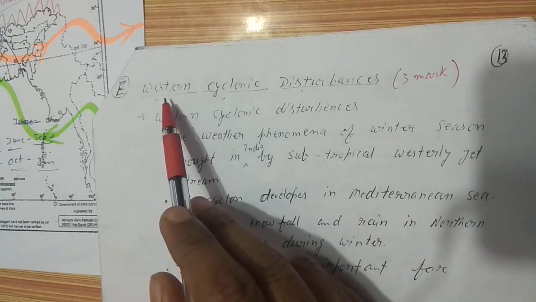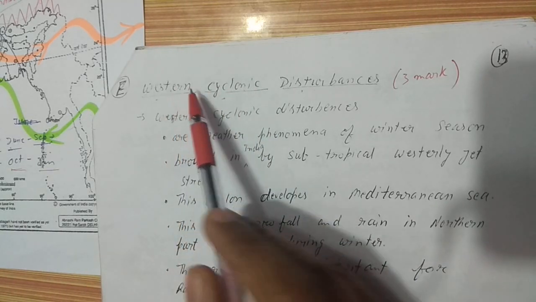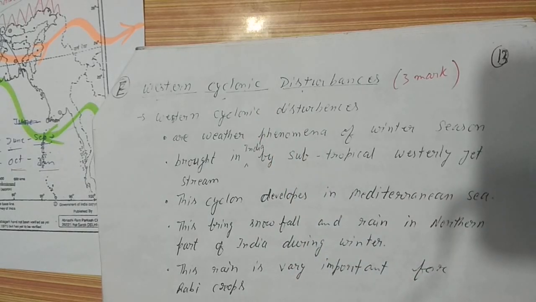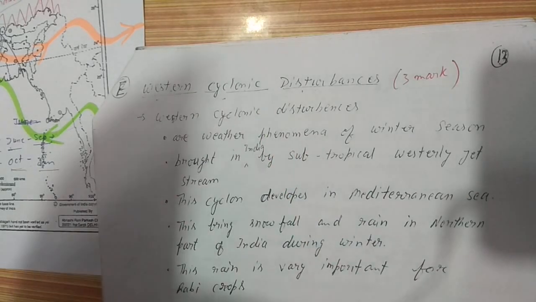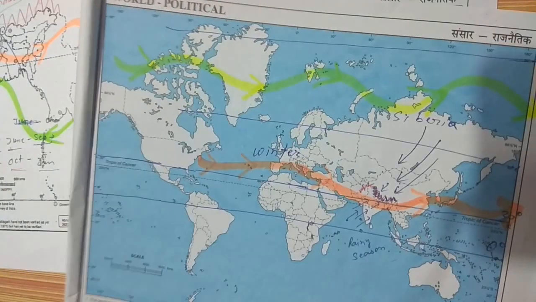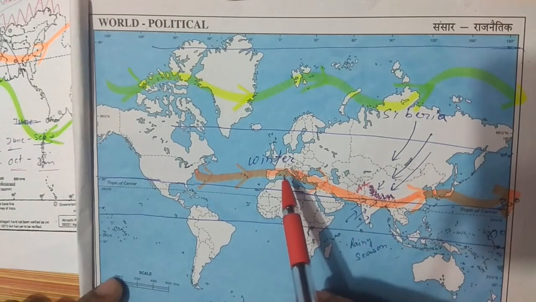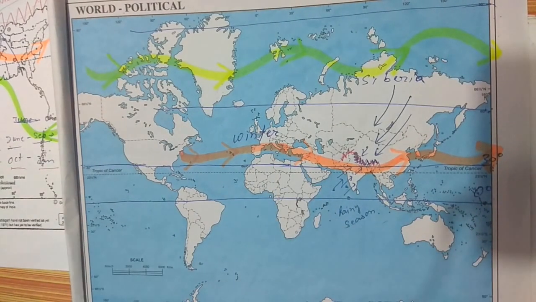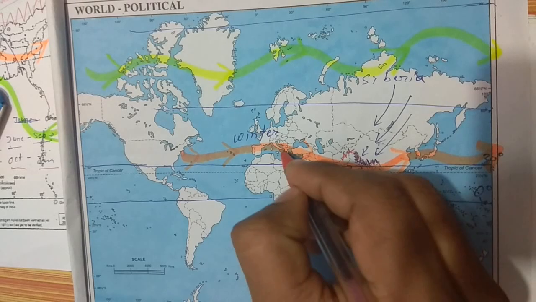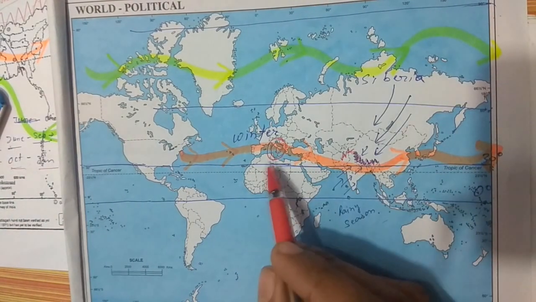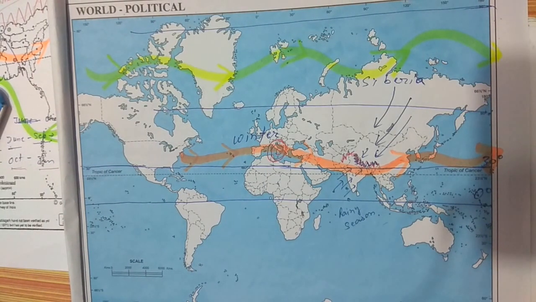Now as I said, somewhere in the west, so where does this cyclone develop? This cyclone develops in the Mediterranean Sea. This one is the Mediterranean Sea, and this cyclone develops over here in this Mediterranean Sea.